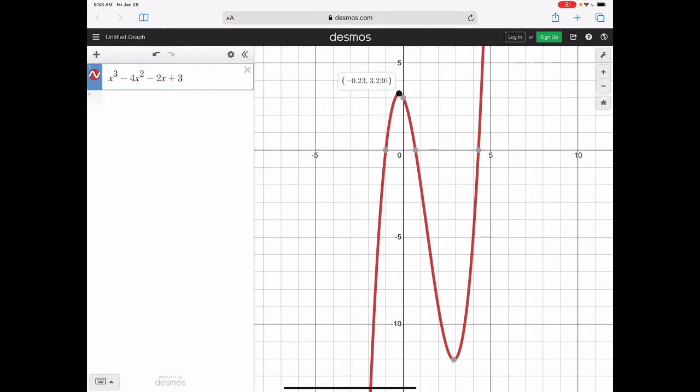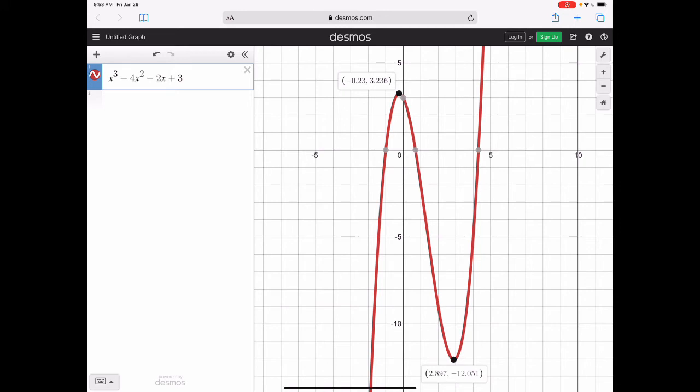And the x value of that is negative 0.23. So the answer for a relative maximum, the x value would be negative 0.23. And if you touch towards the bottom of the graph, you can see that the x value of a relative minimum, because that's a low point in the graph, is 2.897.